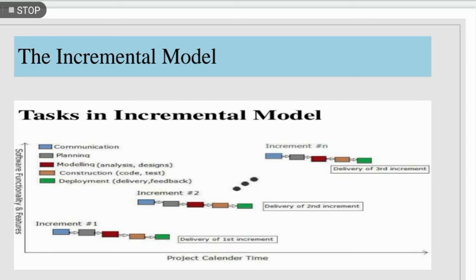Some advantages of the incremental model are that the software will be generated quickly during the software life cycle. It is flexible and less expensive to change requirements and scope. Throughout the development stage, changes can be done. This model is less costly compared to others. A customer can respond to each build. Errors are easy to identify.